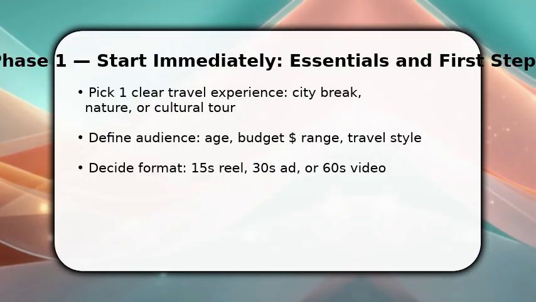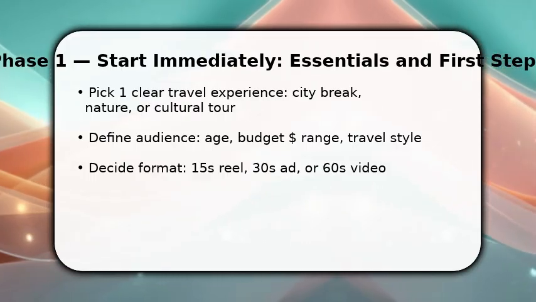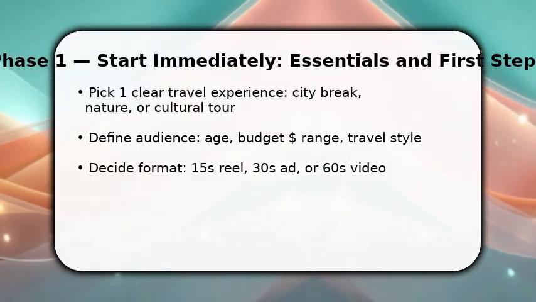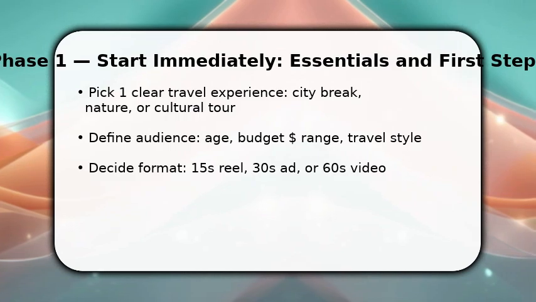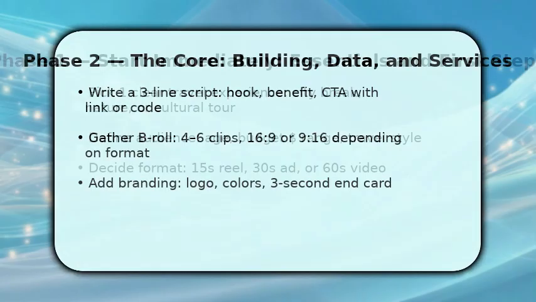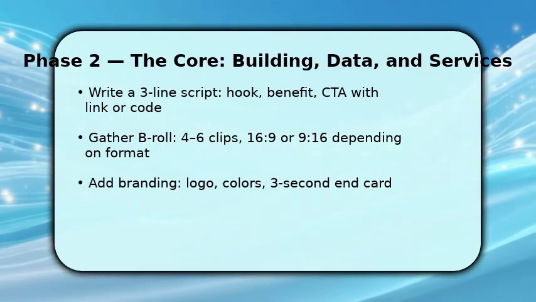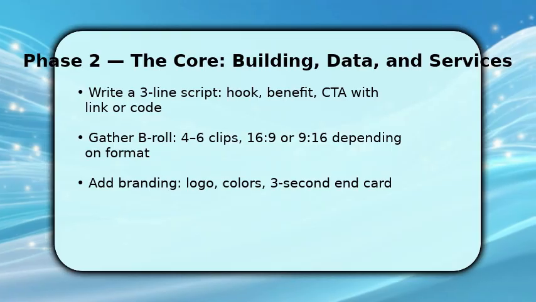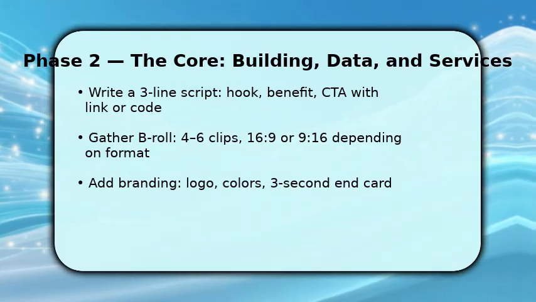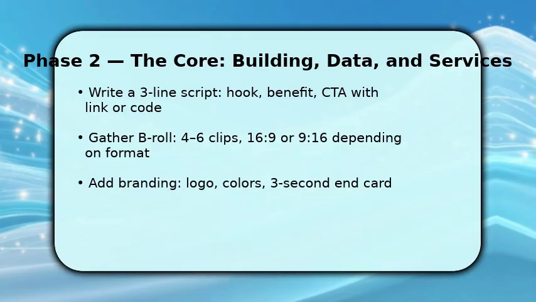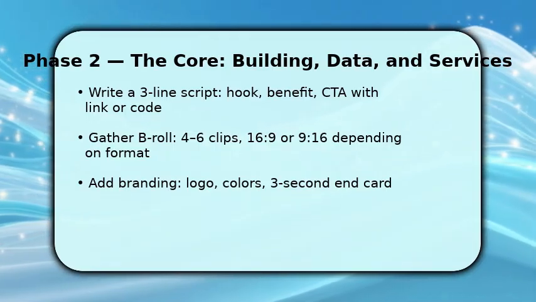This first step moves you from idea to production-ready plan, so you can shoot or source assets immediately and avoid vague, diluted ads. Now you produce the core materials you need to assemble the ad. You write a concise 3-line script that leads with a benefit, then delivers proof, and finishes with a direct CTA, include a URL or promo code.